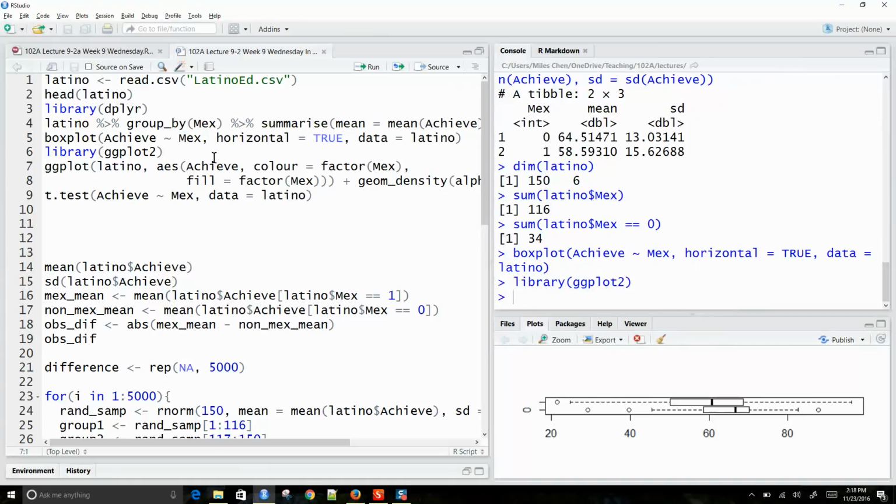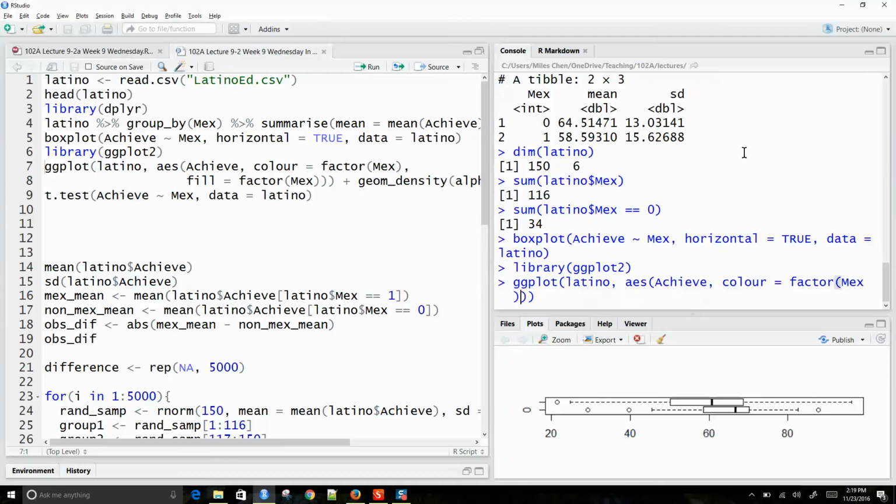Okay, we can also do density plots. So in ggplot, to do a density plot, we'll say we want our data set Latino. We're going to do our aesthetic mappings, and what we want to do is create a density plot for achievement. For density plots, you don't actually need to map achievement to anything, but you do say this is what I do want to draw. And we want to take our color, the color of our density plot, to be whether they are from Mexico or not. However, I've got to turn it into a factor because Mexico is stored as a 0 or 1, and ggplot will see this as numbers and not as a factor. So I have to say this is a factor, this is a categorical variable.